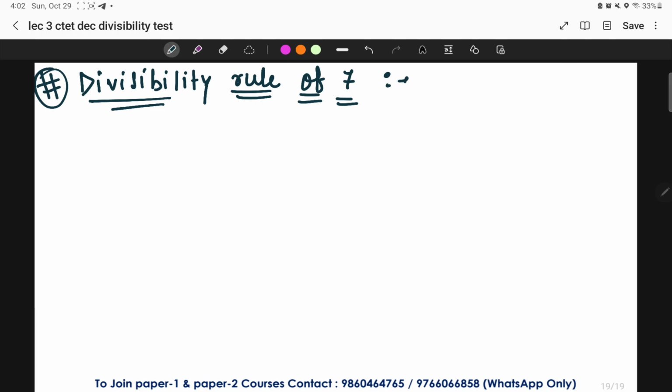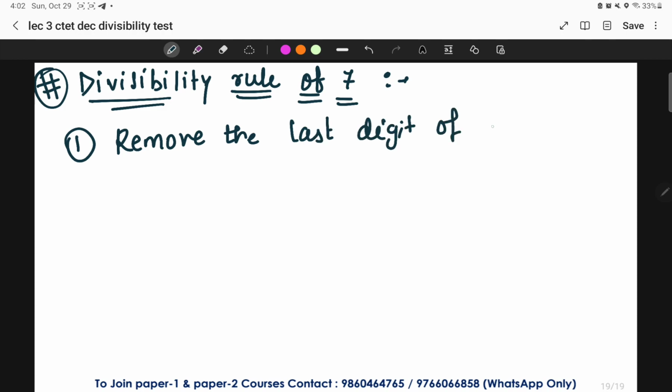So step number 1, please write down the steps. Remove the last digit of the number and double it. For example, if the last digit is 4, then you have to double it, converting 4 into 8. If the last digit is 3, you will double it, converting the 3 into 6. This was step number 1.